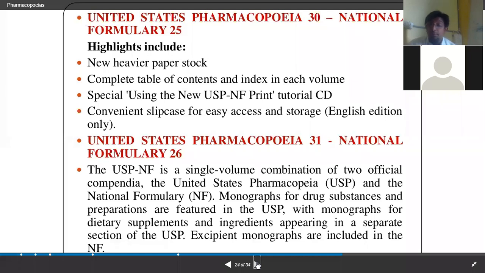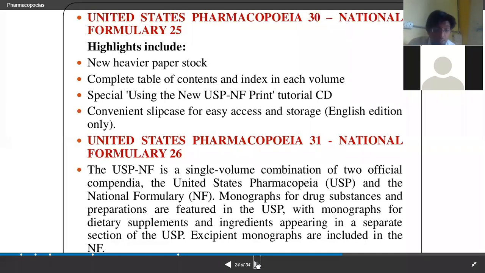Then United States Pharmacopoeia 31 and National Formulary USP NF 26, right? It was also published and released, and USP NF is a single volume combining the 2 official compendia, that is USP and National Formulary. So both are combined and published as a single volume.